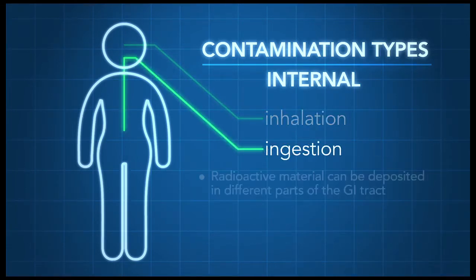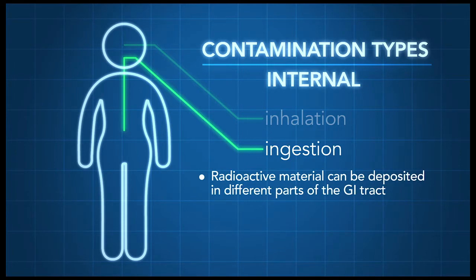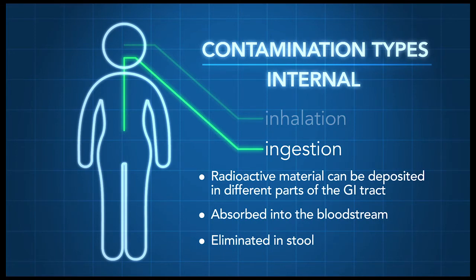After ingestion, radioactive material can be deposited in different parts of the GI tract, absorbed into the bloodstream, or eliminated in stool. The distribution of different radioactive materials in the body will depend on the chemical form of the material. For example, after absorption into the systemic circulation, radioactive iodine will deposit in the thyroid gland. So when someone has internal contamination, the radioactive source is now held within the body, and an internally contaminated patient is constantly being exposed to radiation by that source. This exposure will continue until the radioactive material is eliminated from the body.